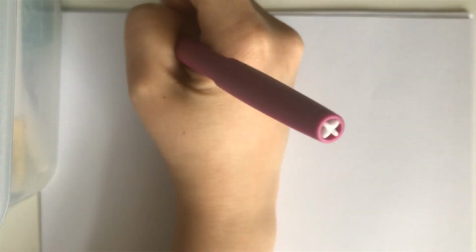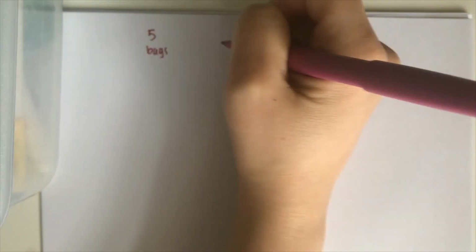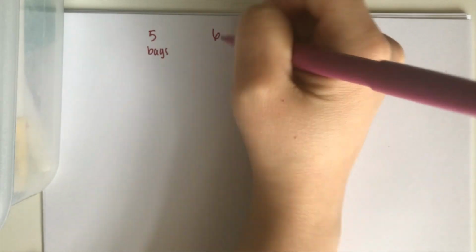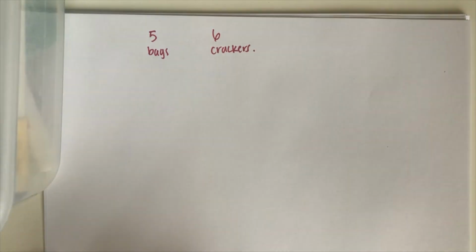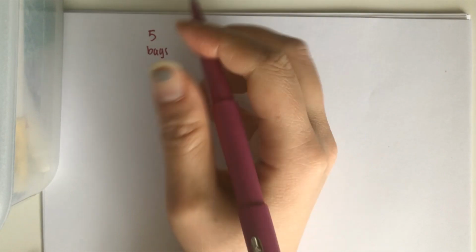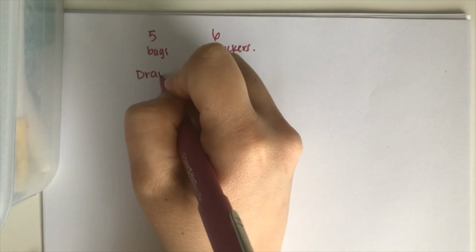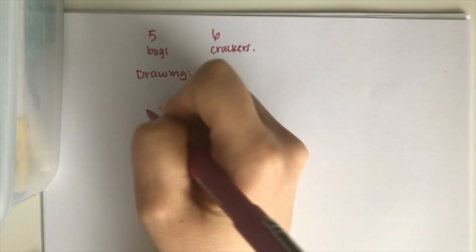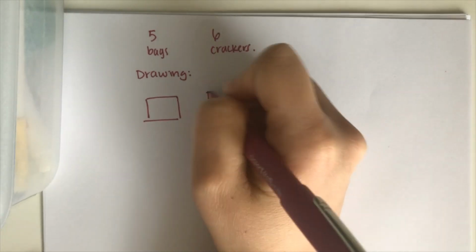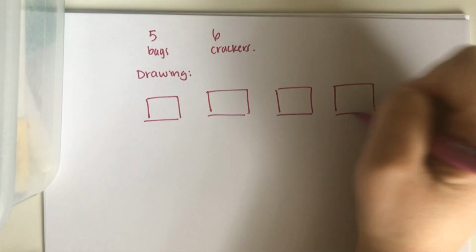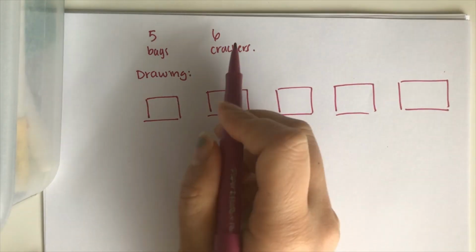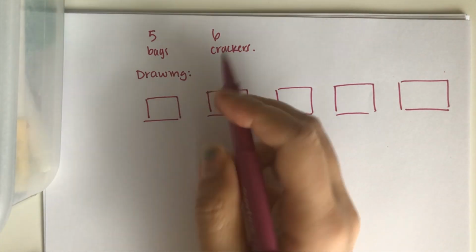I know that I have 5 bags of animal crackers, and then in each bag there are 6 crackers. So that's what I know right now. So I'm actually going to draw my 5 bags. So my first way is always drawing. I'm going to draw my bags. How many? Well, it says right here we have 5 bags. So I'm just going to draw 5 boxes. And in each box I should have 6 crackers.